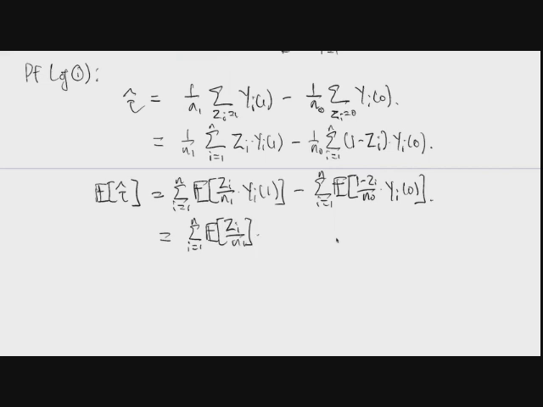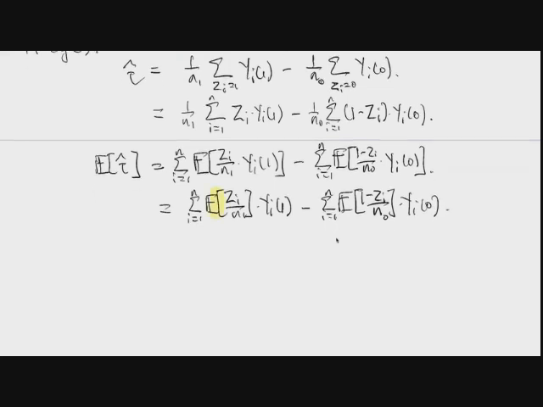We get the expectation of zi over n1 times yi1, minus something similar on the right. Now we just have to say what these two expectations are. Think about complete randomization. What's the probability that Zi is equal to 1? That is the probability that unit i is inside the treated group. There are n individuals in total, and n1 of them go into the treated group. So this is n1 over n. And likewise, the probability that Zi is equal to 0 is n0 over n.